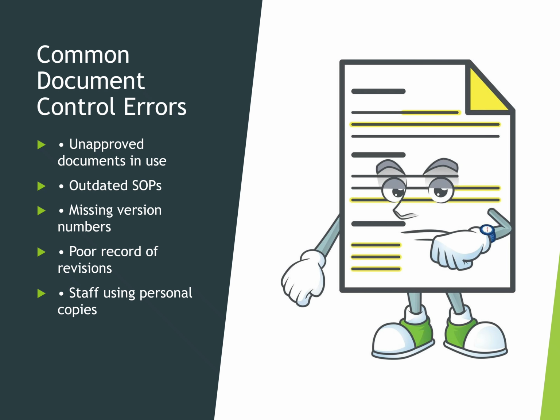Common document control errors. Common pitfalls include using outdated SOPs, missing version control, or staff relying on personal printouts. These issues can cause serious nonconformities during audits.